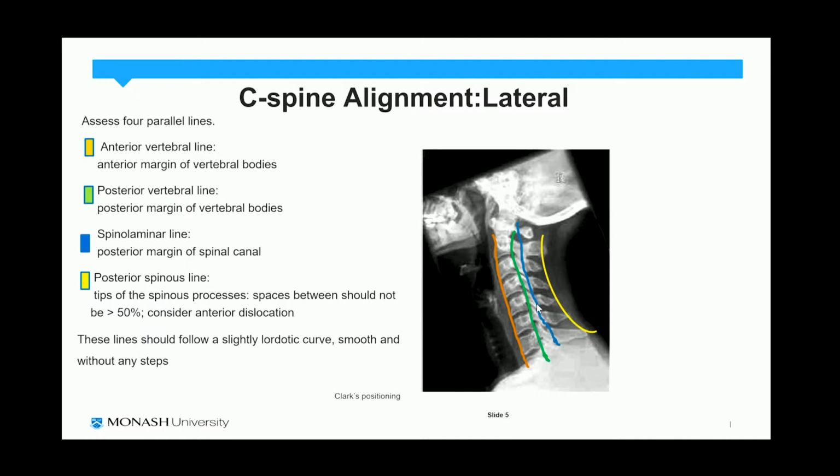The spinolaminar line is the line in blue, and it's the posterior margin of the spinal canal. And then the yellow line is the posterior spinous line. The tips of the spinous processes should have a gentle slope, with spaces not more than 50%. If it's greater than 50%, then you should look and see whether there's any possibility of an anterior dislocation. These lines should follow a slight lordotic curve and should be smooth without any steps in the line.